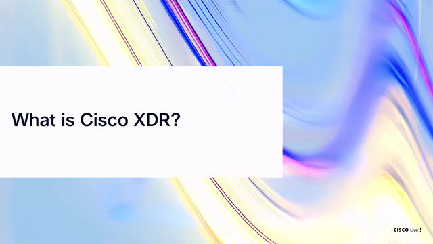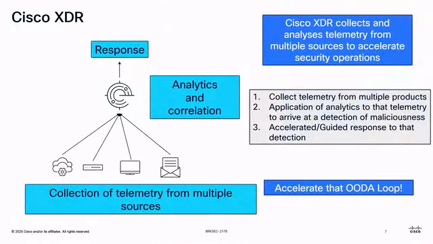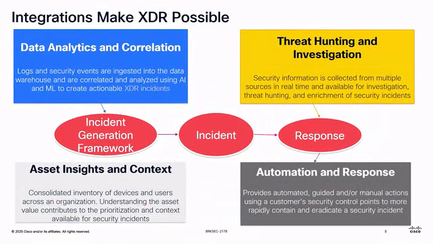So, what is Cisco XDR? If you're unfamiliar with Cisco XDR, this is our top level description of what it is. It is a collector of telemetry from multiple products. We apply analytics to that telemetry to arrive at a detection of maliciousness, and then we provide accelerated, guided response to that detection. Really straightforward in concept. There are a lot of details in that analytics engine on how we create those detections and what we call an incident. I'll get to the definition of alerts versus incident in a second.